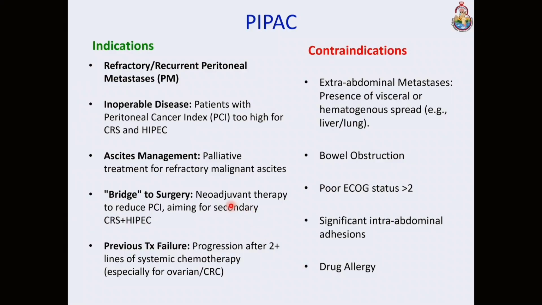So what are the indications? Indications remain refractory or recurrent peritoneal metastasis, or inoperable disease where PCI is too high for any standard CRS or PIPAC. There is palliation for ascites management. Sometimes PIPAC is being used as a bridge to surgery. You do repeated PIPAC and the patient becomes a candidate for HIPEC in some time. And definitely when multiple lines of chemotherapy have resulted in failure.